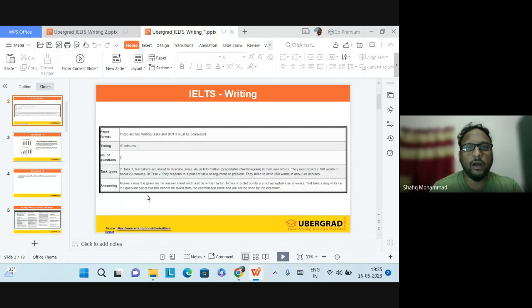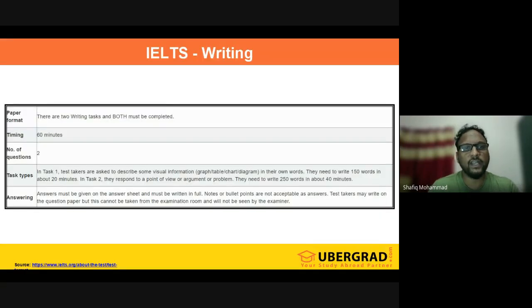Writing is all about task 1 and task 2, right? So, if you can see my screen, there are two tasks that need to be completed in writing, and a total of 60 minutes is given for both tasks, task 1 and task 2.